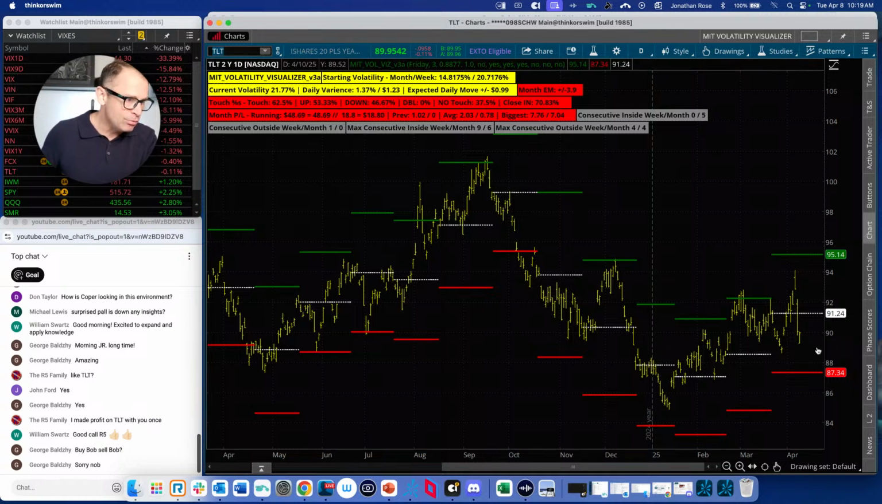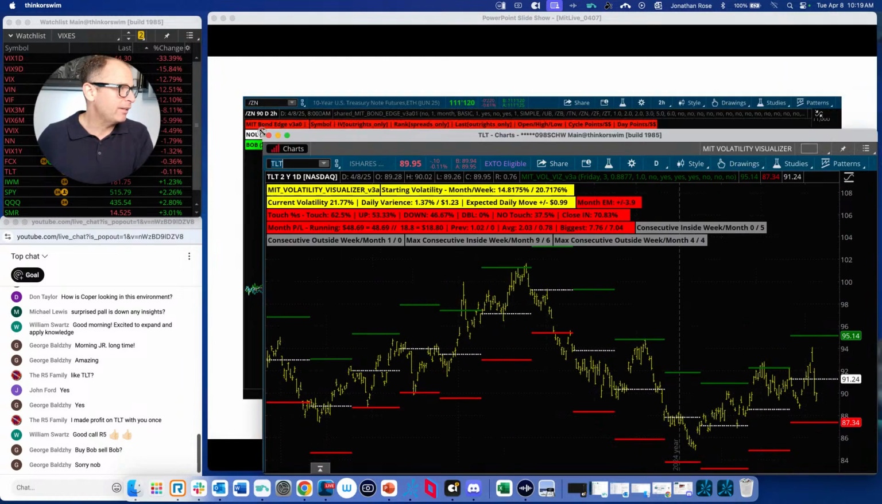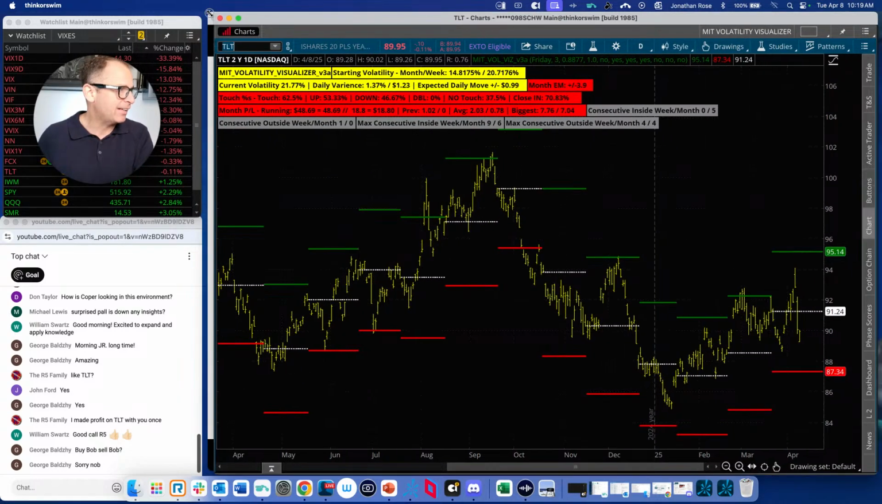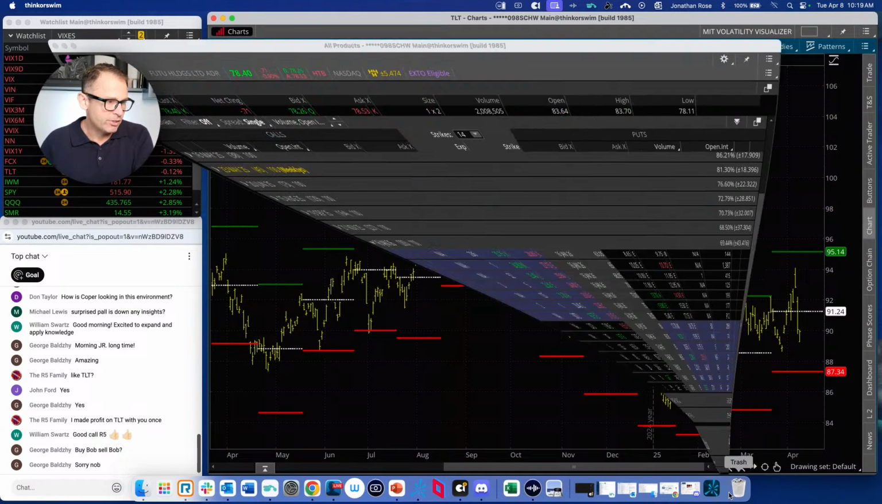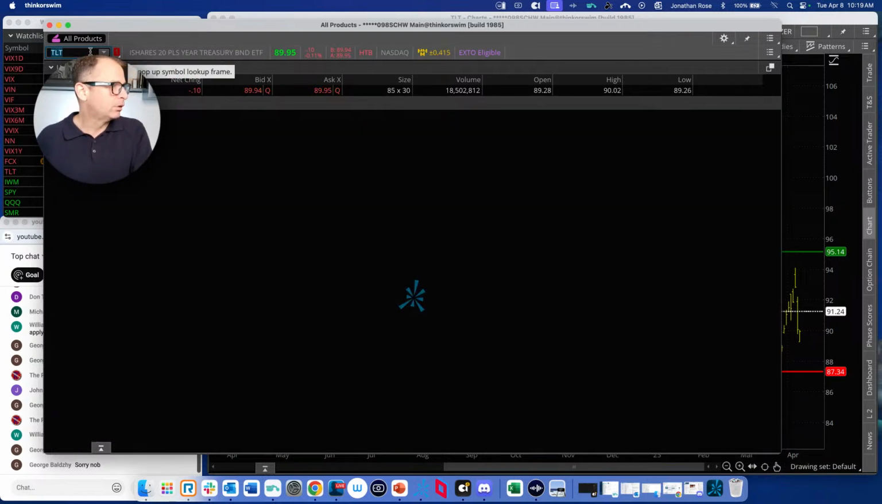Oh, it's already rallying. All right, TLT is a buy. It's starting to rally already. We're going to share an exact level so it doesn't rally too much before my folks get involved.